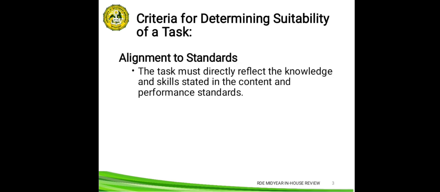So now let's discuss the criteria for determining suitability of a task. We have here the alignment to standard. In alignment to standard, the task must directly reflect the knowledge and the skills stated in the content and the performance standard. This criterion is used to evaluate a performance task that must clearly match what students are expected to learn, to ensure that the assessment truly measures the intended knowledge, skill, and understanding, and not something unrelated.